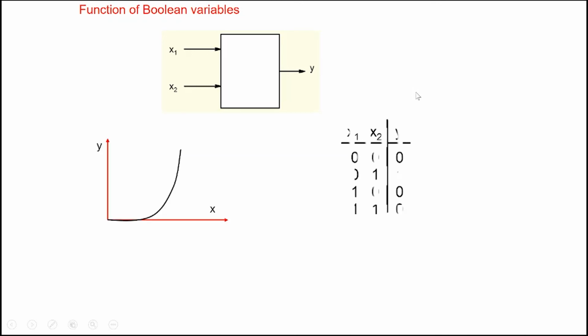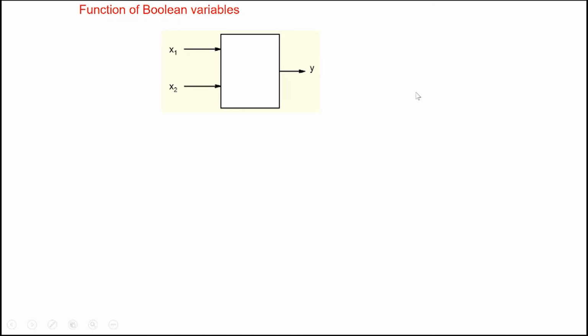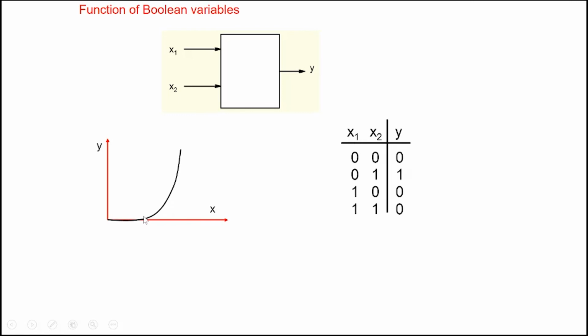And just like in the normal algebra that we are familiar with, we have one variable as a function of another variable here. So for example, we are familiar that y is a function of x. Let's say it's an exponential function or a parabola. So here also you have a function. y is a binary variable, and it's a function of two variables here, x1 and x2. Each one of them is one bit here, and y is also one bit here.